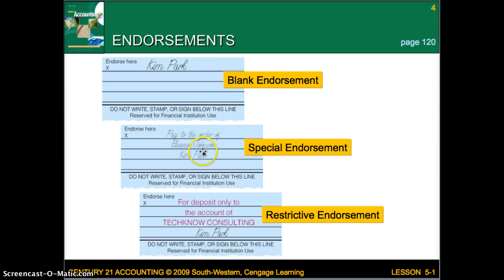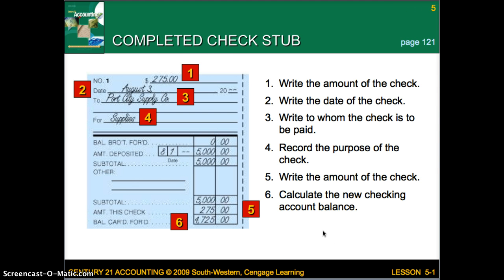So you will need to know these 3 things. You will get quizzed over there. Those blank, just a signature. Special is paid to the order of, to that person's name, and you still need to sign. And a restrictive endorsement says for the deposit only into the account of Techno Consulting, and you still need to sign. A completed check stub looks like this.